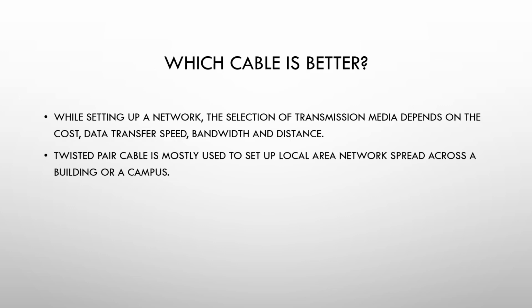Which cable is better? While setting up a network, the selection of transmission media depends on the cost, data transfer speed, bandwidth, and distance. Twisted pair cable is mostly used to set up local area network spread across the building or a campus. If you see in any school or office, the cables that we use are mostly local area network cable, that is Ethernet cable. So mostly we use this twisted pair cable for our connection.